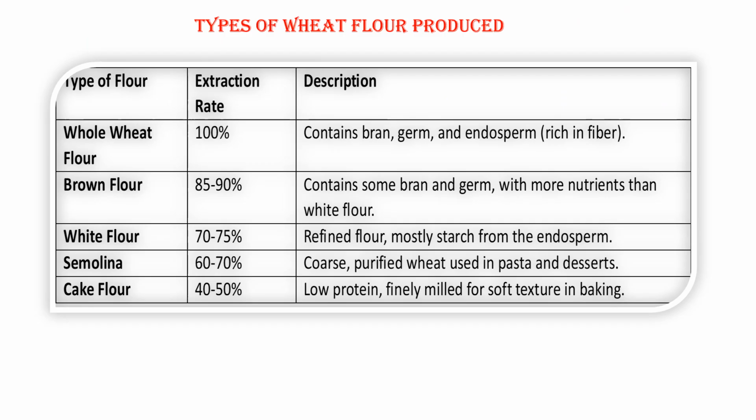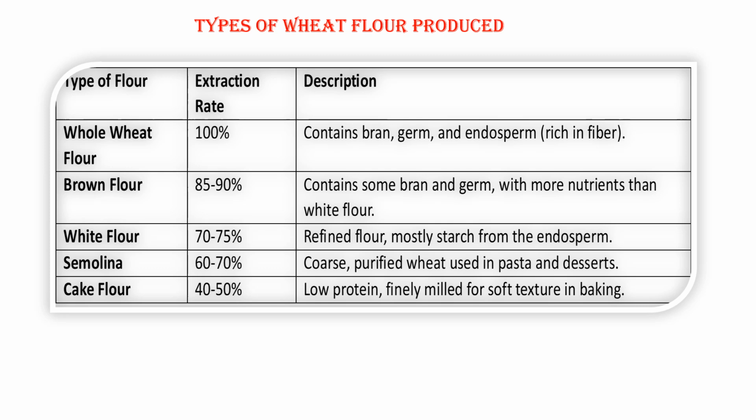Next, we are going to talk about the various types of wheat flour produced. There are different types of wheat flour which are obtained based on milling and refining processes. We're going to discuss whole wheat flour, brown flour, white flour, semolina, and cake flour. Let's go into details of each. Coming to the whole wheat flour, it has an extraction rate of 100% and contains bran, germ, and endosperm, which are rich in fiber, vitamins, and minerals. Mainly, it is used for nutritious bread, chapati, and baked goods.